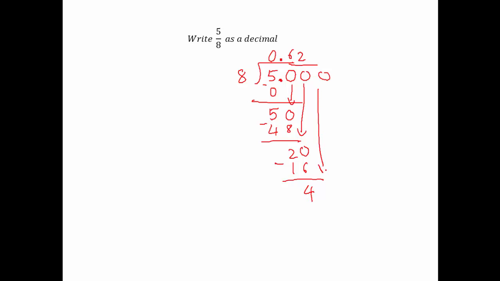Then bring down another 0 here. How many times 8 can go to 40? 5, right? 8 times 5 is 40. So we have the remainder of 0 here. So your answer in the decimal point is 0.625.